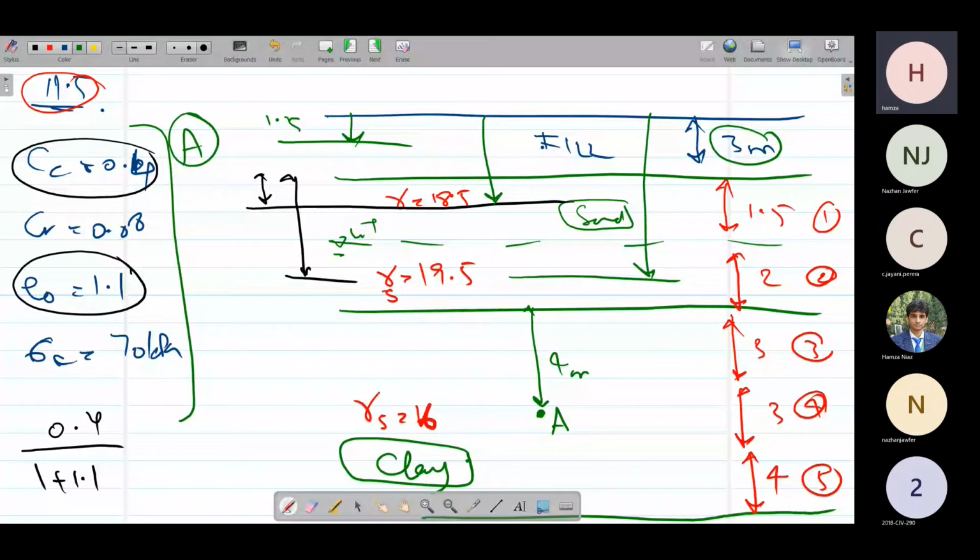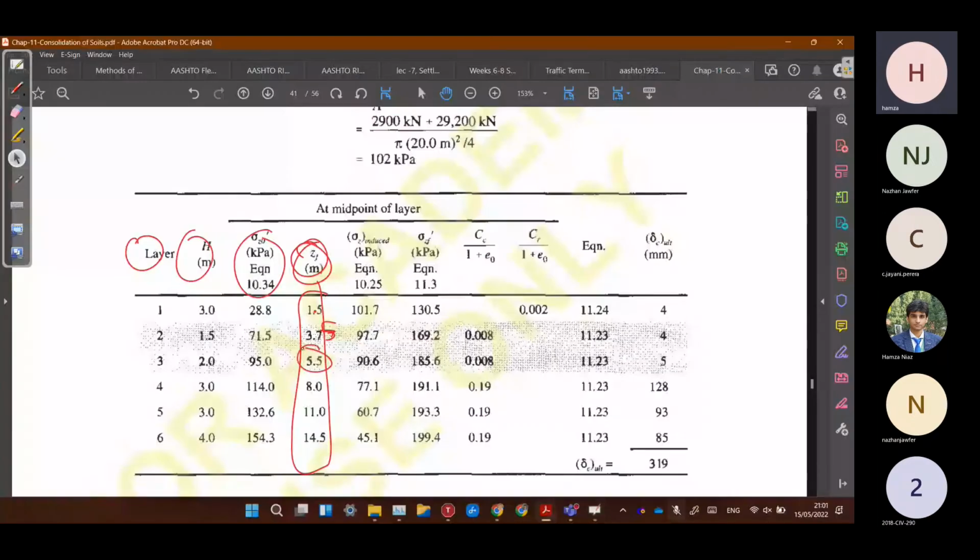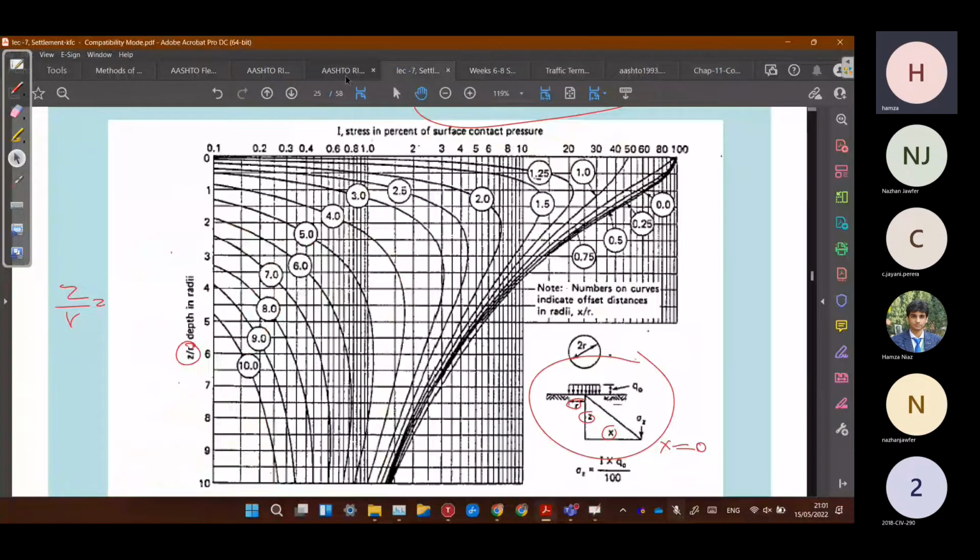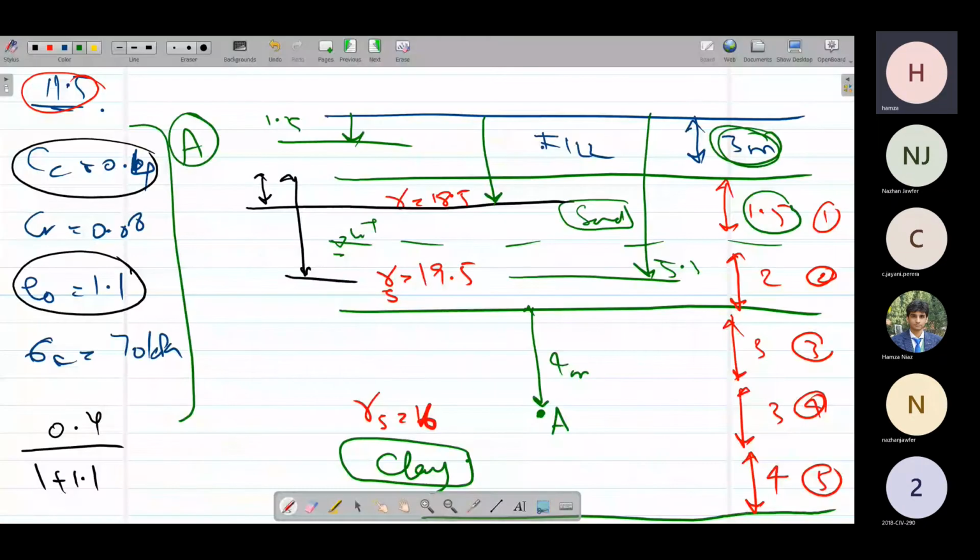Now, using the Z value in this chart, in the x-axis we have Z over R. The Z value we can assume for the third layer is, suppose, 5.5 meters. So 5.5 meters is our Z value, and the diameter, remember, was 20 meters, so the radius will be 10 meters. So approximately we will get 0.55 for Z over R.